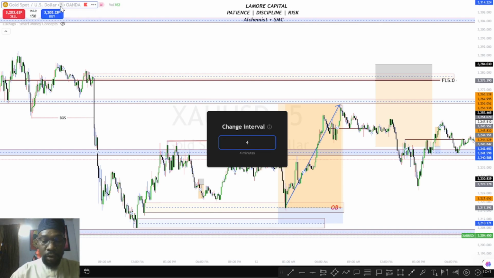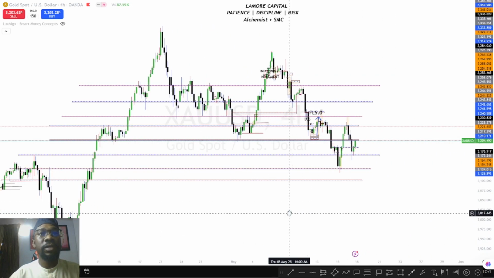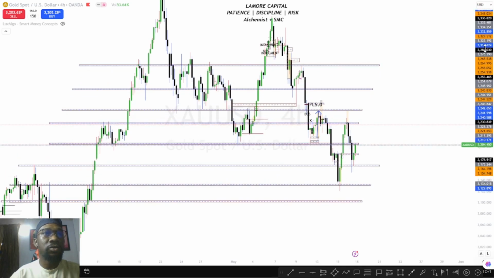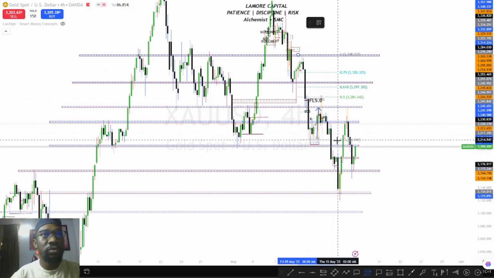Let's go to our 4-hour time frame. On our 4-hour, this is how I caught this fib level. This is the swing high of the market. This is the high that created all these sells down to this zone.